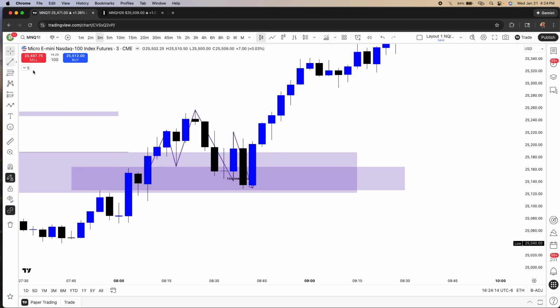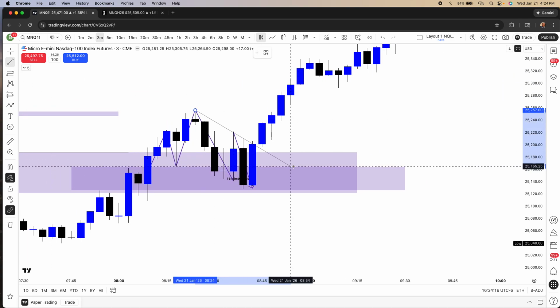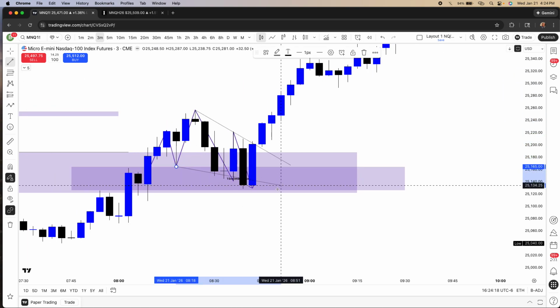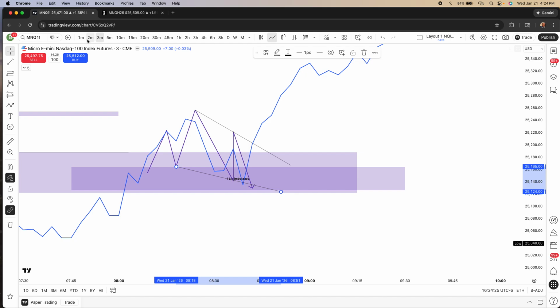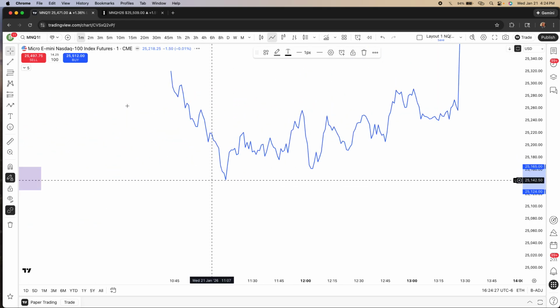You can see we're kind of pulling back in a wedge-like pattern. If we look on this, let me go to the 1 minute and it'll probably look more like a wedge.